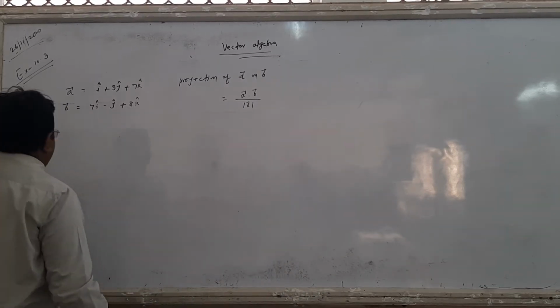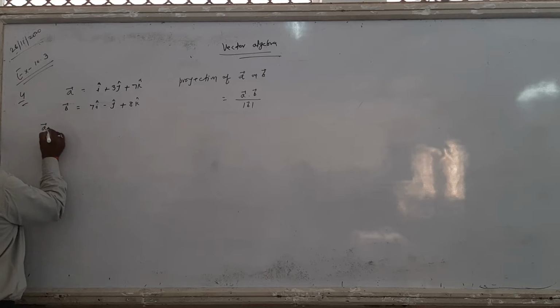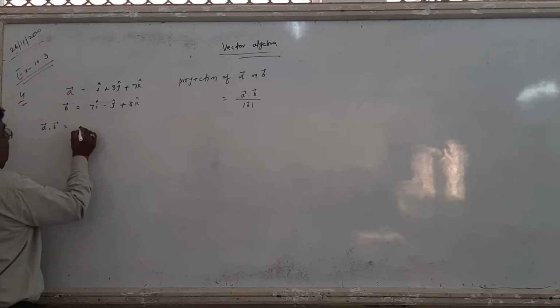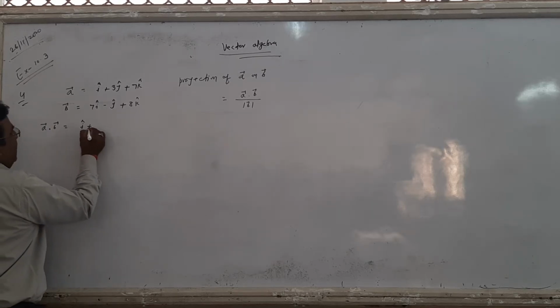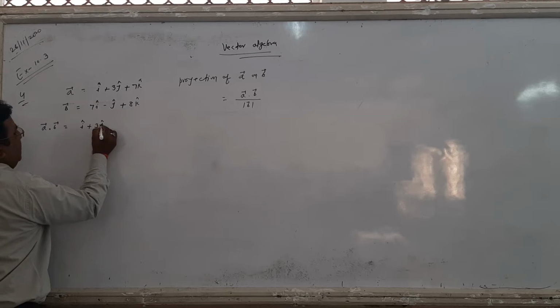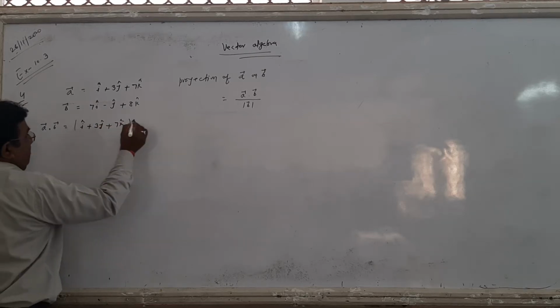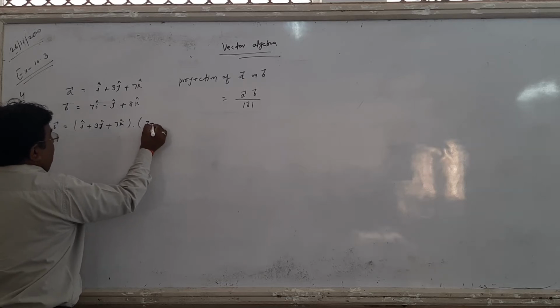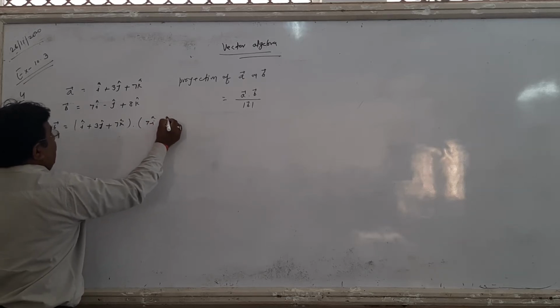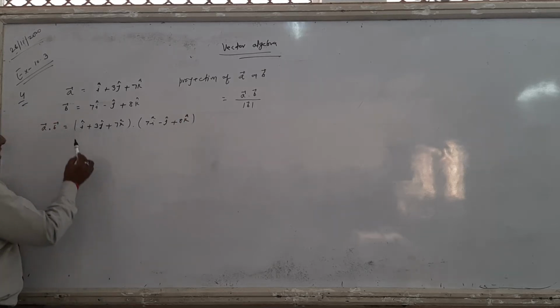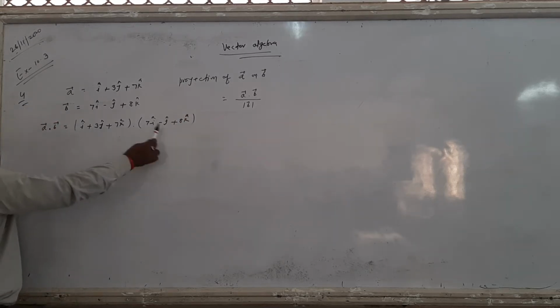Vector A is given and vector B is given. What is the value of A dot B? Dot product is the scalar product of two vectors. A is i cap plus 3j cap plus 7k cap, dot vector B, which is 7i cap minus j cap plus 8k cap. Whenever you take the dot product of two vectors, i is multiplied with i; i with j and i with k are not multiplied, as that value is zero.